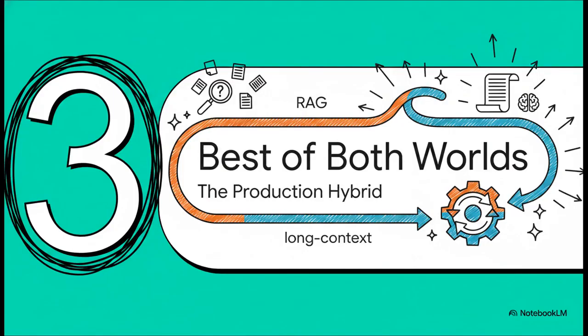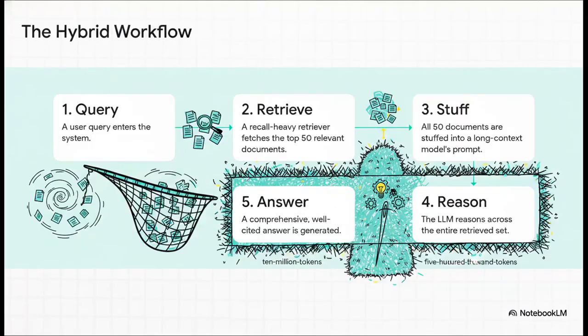But here's the real secret, the thing people are figuring out right now. Framing this as a binary choice, RAG or long context, is often the wrong way to look at it. The most robust, highest quality production systems being built today, they're actually using both. So here's how this hybrid model actually works.